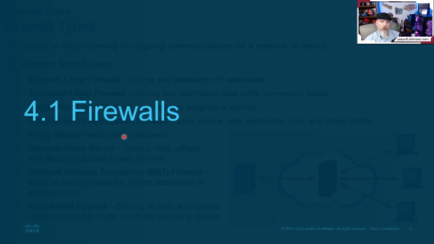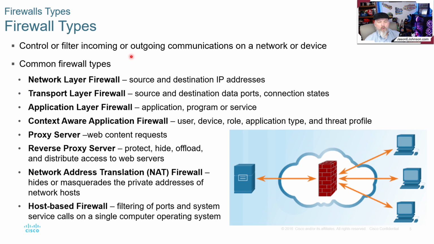So first up, firewalls. So what are firewalls? The original term came from buildings. If you had multiple families or multiple businesses, they would put a firewall up in the building so that if a fire started, it would keep the fire from spreading to other parts of the building. Hence the term firewall. In terms of technology, a firewall filters incoming and outgoing communications on a network device.